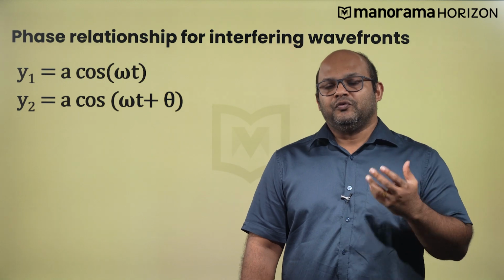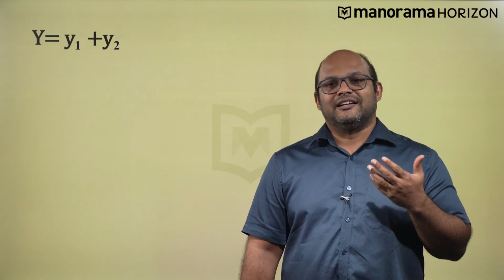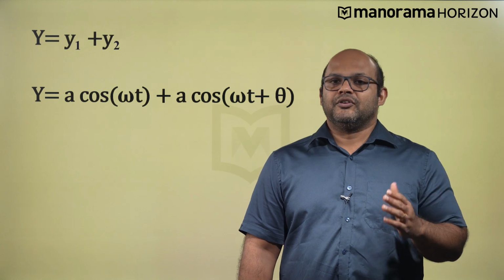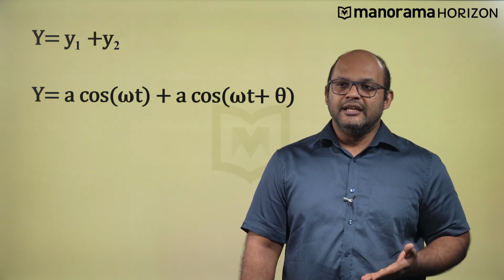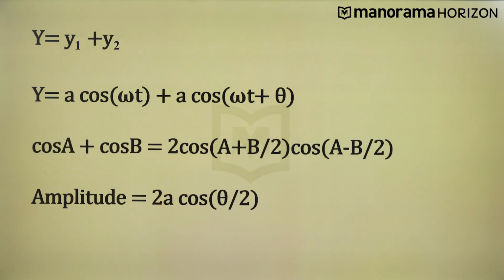Now, if we are to find out what is the result of superposing these waves, then we have a new wavefront, that is capital Y, which is equal to the addition of y1 and y2. So capital Y is equal to a cos omega t plus a cos omega t plus phi. We can use a trigonometric identity to come to the answer that the amplitude of the wave is equal to 2a times cos theta by 2. This implies that there is a dependence between the phase angle between the two waves and the amplitude of the wave after superposition at any given point within that region. Now let's summarize what we have learned so far.